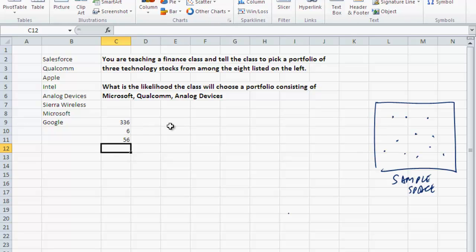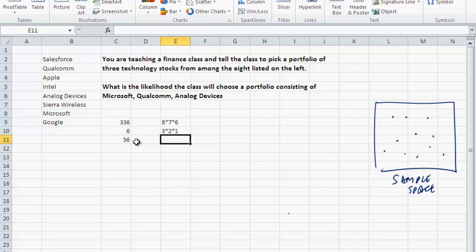If we were to write this out in longhand, this 336 is simply 8 times 7 times 6. And the denominator is simply the number of ways in which you can rearrange those 3 items, which is 3 times 2 times 1. If you divide 8 times 7 times 6 by 3 times 2 times 1, you get 56.